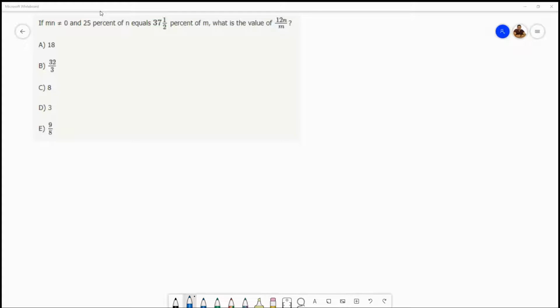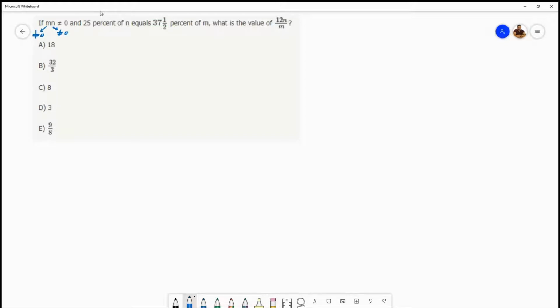All right. If mn is not equal to 0, if the product of these two variables is not equal to 0, when would that happen? That would only happen if neither of m and n is equal to 0. So m should not be equal to 0, and at the same time n should not be equal to 0.